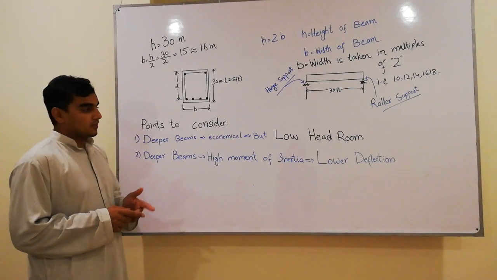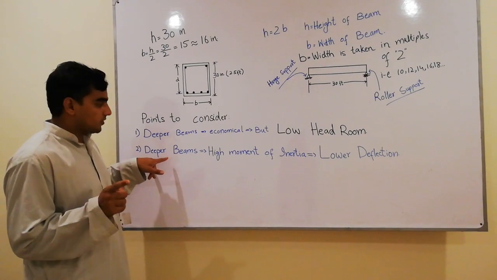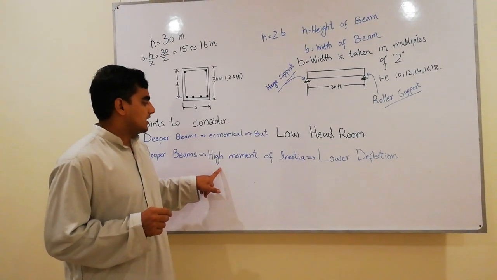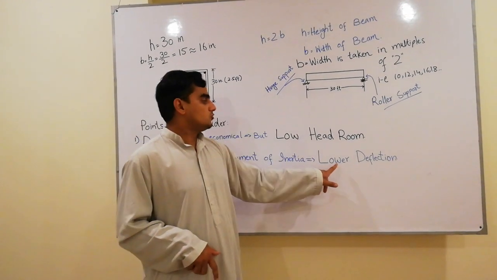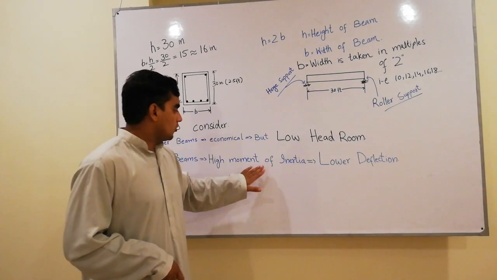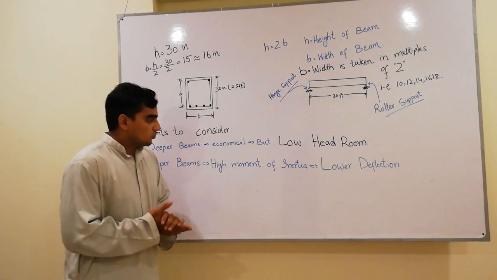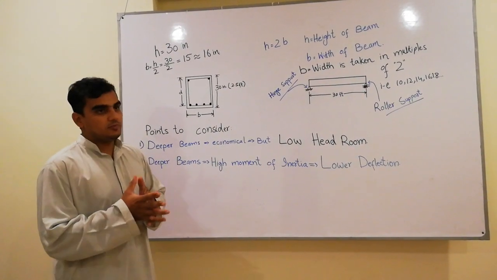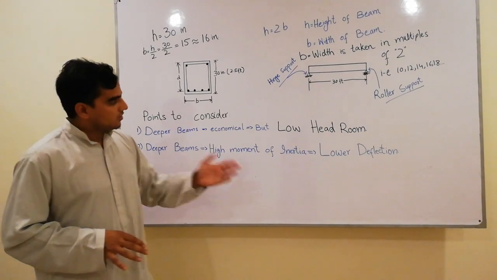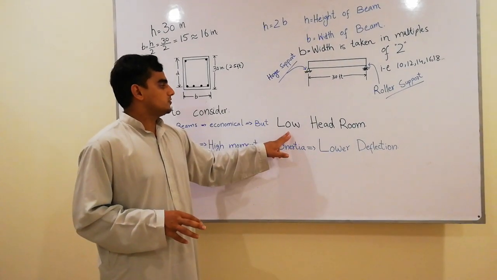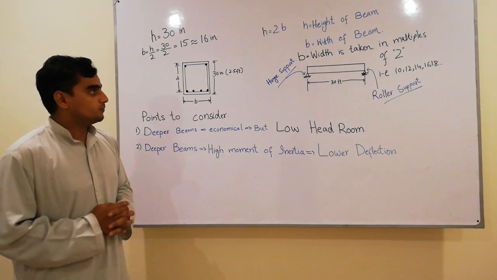Another factor is that if your beam is deeper, then you have a high moment of inertia, and eventually that means you have lower deflection. Moment of inertia is actually resistance to deflection. So deeper beams have their own benefits, and there are some drawbacks of deeper beams, and one of them is that you have lower headroom.